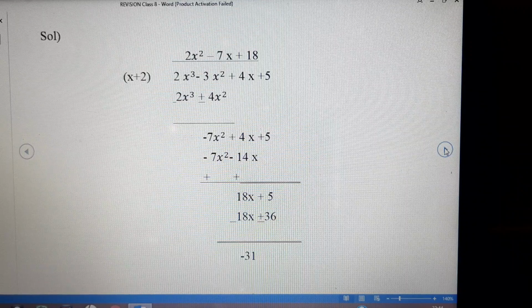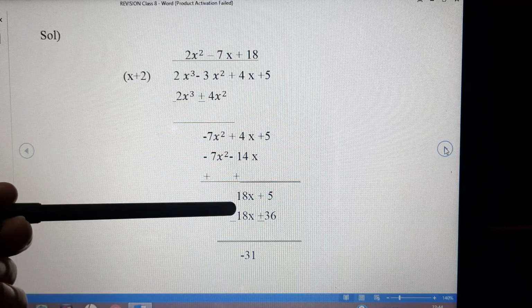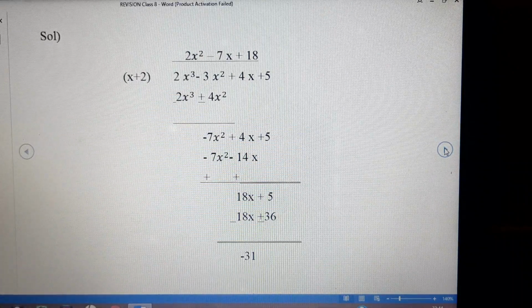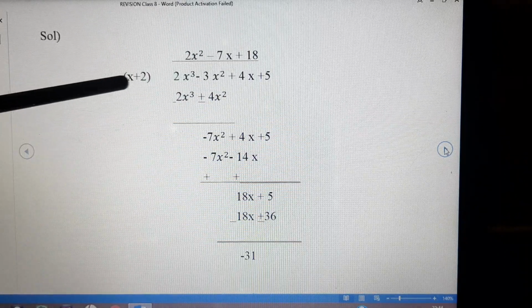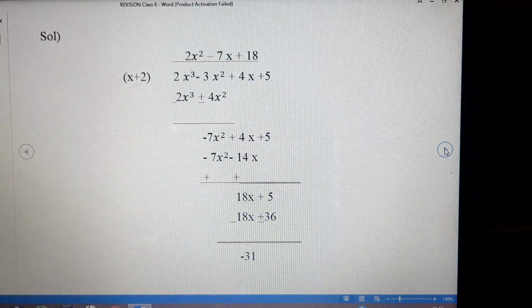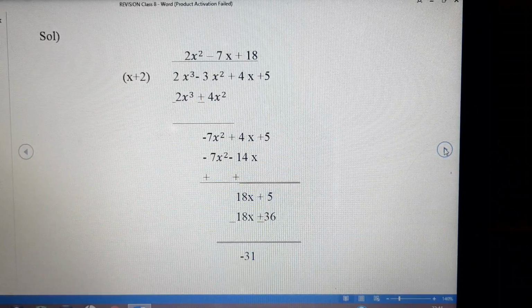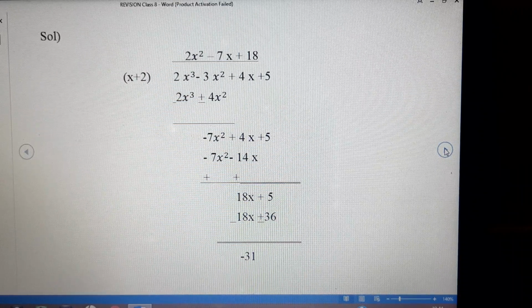So 18x, we have copied 5 here. Again, it is x, it is 18x. So x should be multiplied by 18. We'll multiply the entire bracket by 18. So plus 18 into x, 18x, and 18 twos are 36. We'll subtract it. We have got remainder as minus 31. Minus 31 is the remainder.